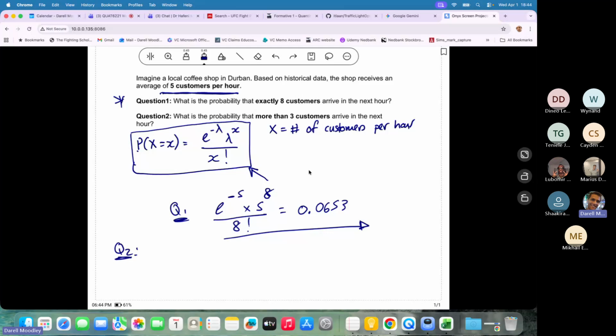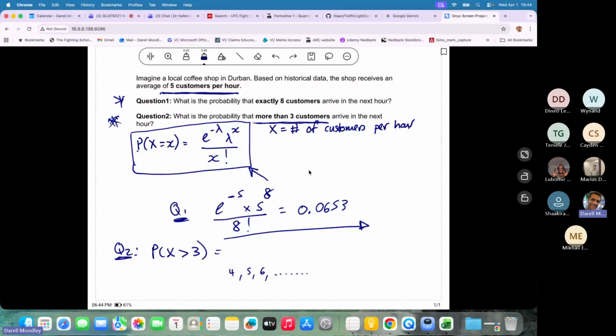Okay, the question says, what is the probability that more than 3 customers arrive in the next hour? So what they're asking us here is, what is the probability that x is greater than 3? Now, x being greater than 3 means x can take on the value 4, x can take on the value 5, 6, and it doesn't stop.